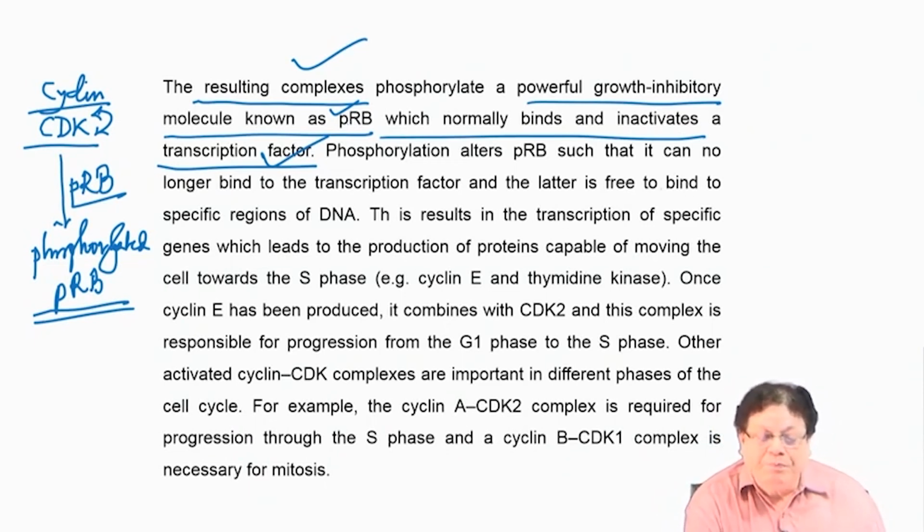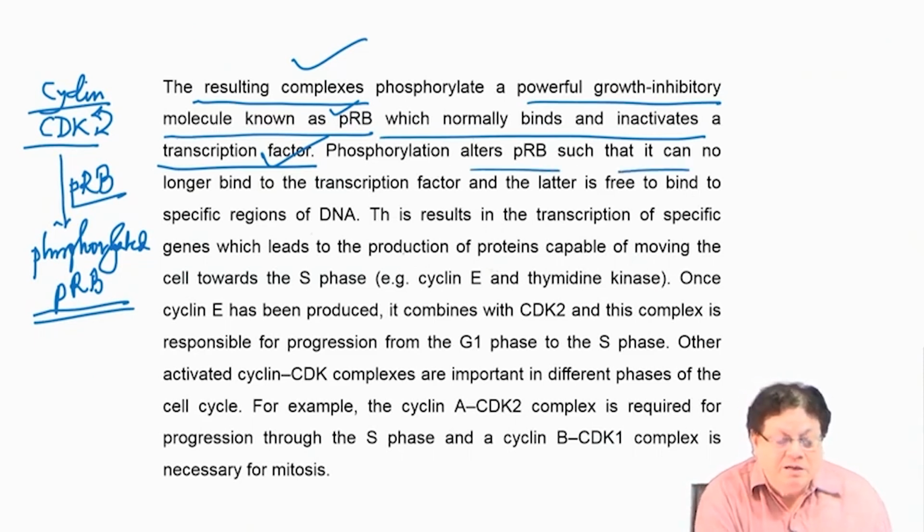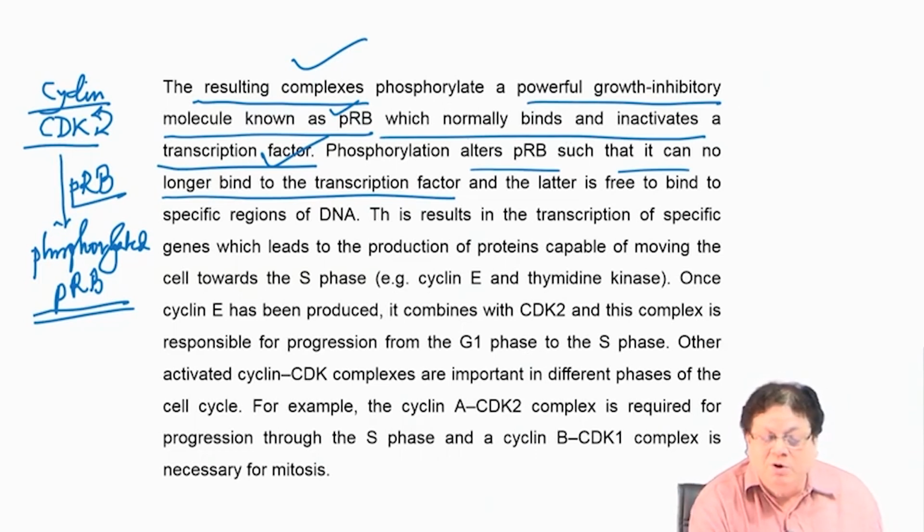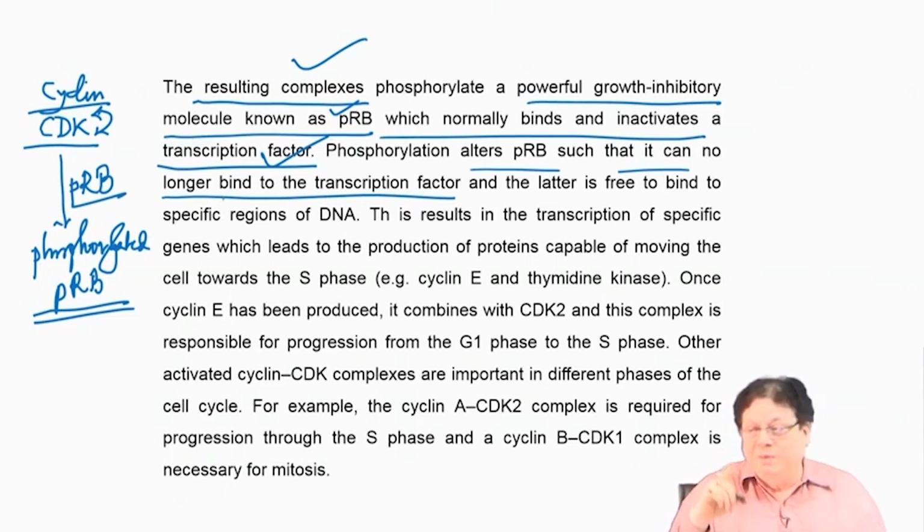However, phosphorylation alters PRB such that it no longer binds to the transcription factor. Sorry, it is the other way around. The resulting complex phosphorylates a powerful growth inhibitory molecule which normally binds and inactivates a transcription factor. Okay, the switch is making a problem. I think we will start from fresh.